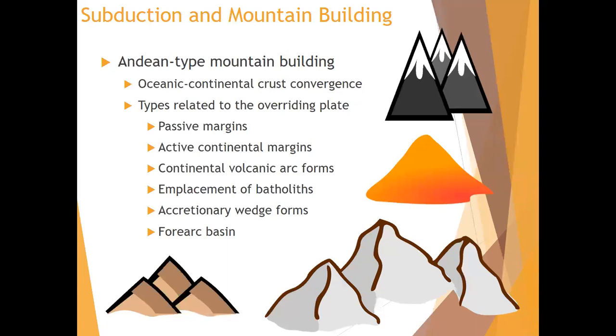The wedge is going to trap sediment between itself and the continent. Usually sedimentary rocks are going to be trapped inside of there, and that is going to create the foreland basin. This is not just seen in the Andes. This was also seen in the Sierra Nevadas and the California coastal mountains.